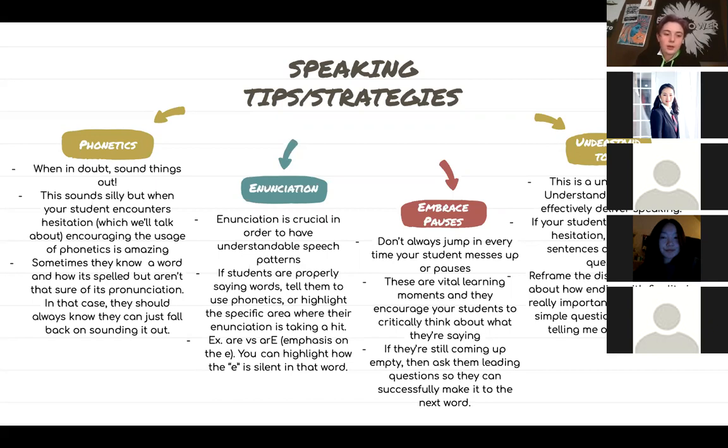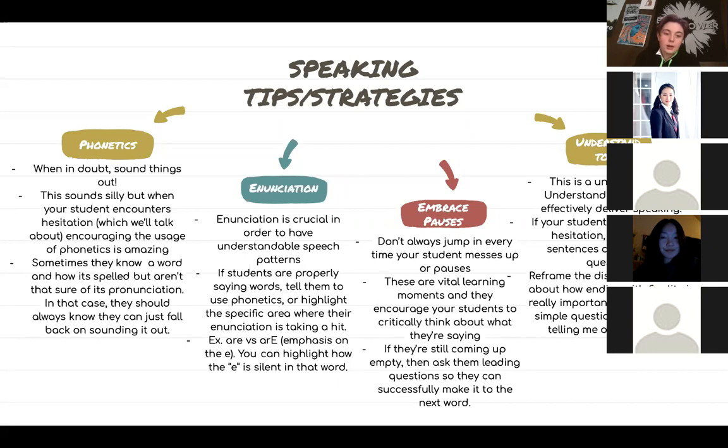If your student encounters hesitation when encountering a word or a part of speech, encourage the usage of phonetics. Sometimes they know a word and how it's spelled, but aren't sure of its pronunciation. So it's good to just let them know that they can fall back on sounding it out.